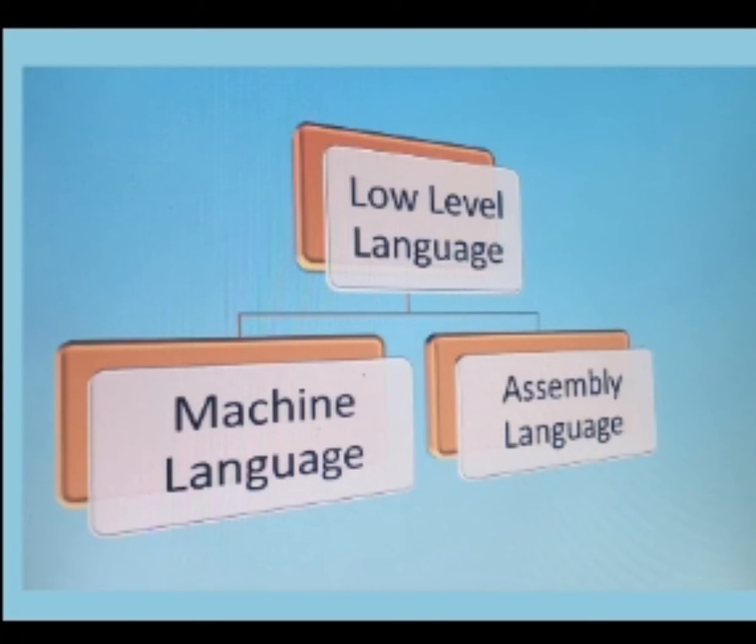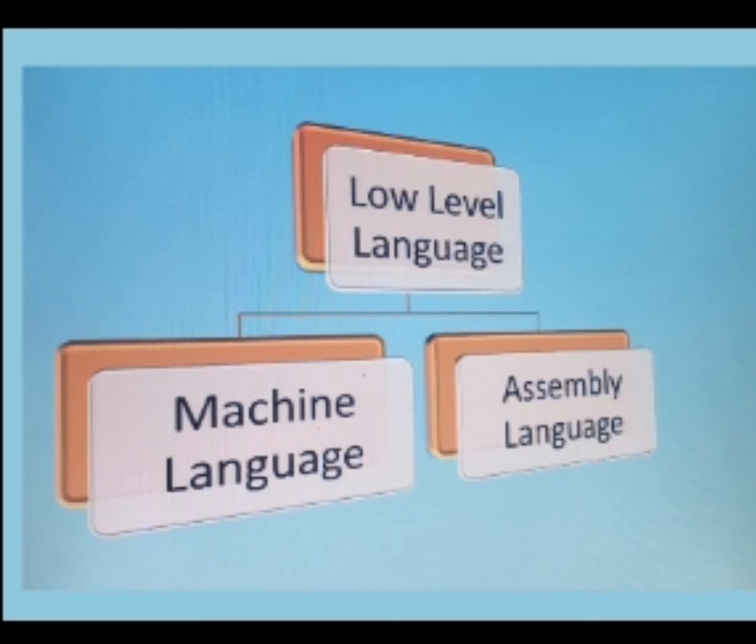Let's have a brief discussion about the low-level languages. Low-level languages are further classified into two categories: machine-level languages and assembly languages. Machine-level languages are also known as first-generation languages. These languages are easily understood by a computer without any translation. The reason is that they refer to zeros and ones that the computer can understand as instructions.